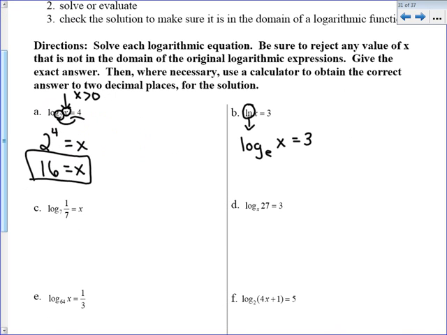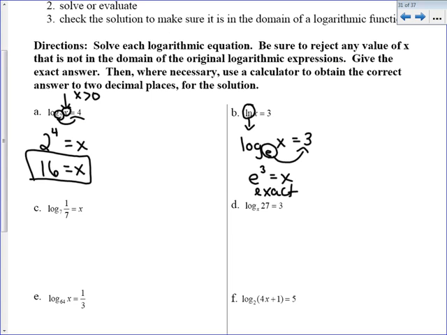Now that I have a log, I have a base, I can rewrite this. So what's going to be the base of my exponential? e. And I'm going to raise it to the power 3 equals x. Now it says in the directions to give the exact answer. So that's the exact answer, e to the third. Because e is an irrational number, that's not going to be a nice number however we look at it, but e to the third is exact.